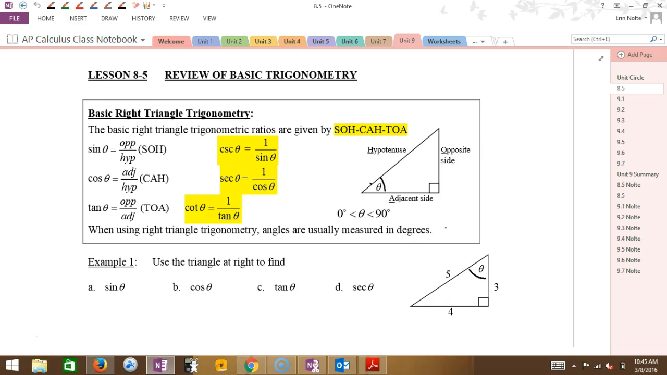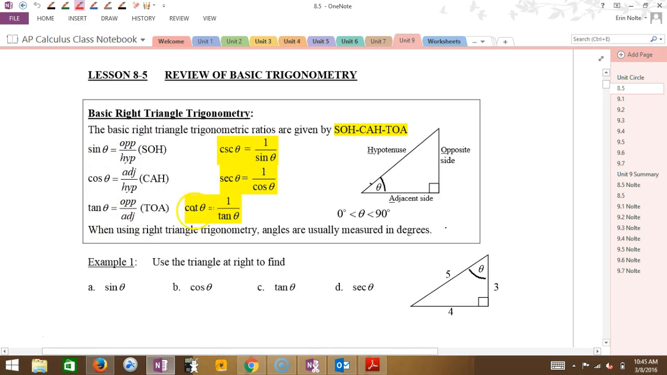This 8.5 section is just completely review of what you learned last year in pre-calculus with basic trig. This first part should be completely review for you. We know about SOHCAHTOA. We know that the sine of the angle is equal to the opposite over the hypotenuse. The cosine is adjacent over hypotenuse, and the tangent is opposite over adjacent. I expect that you guys would have that memorized.